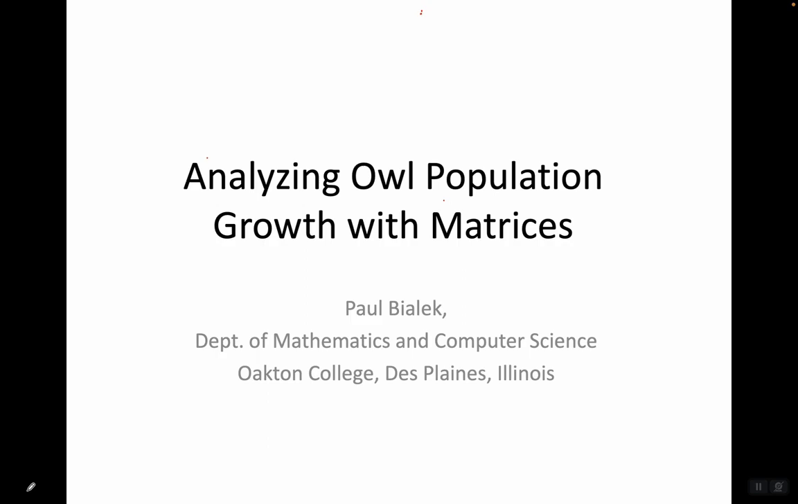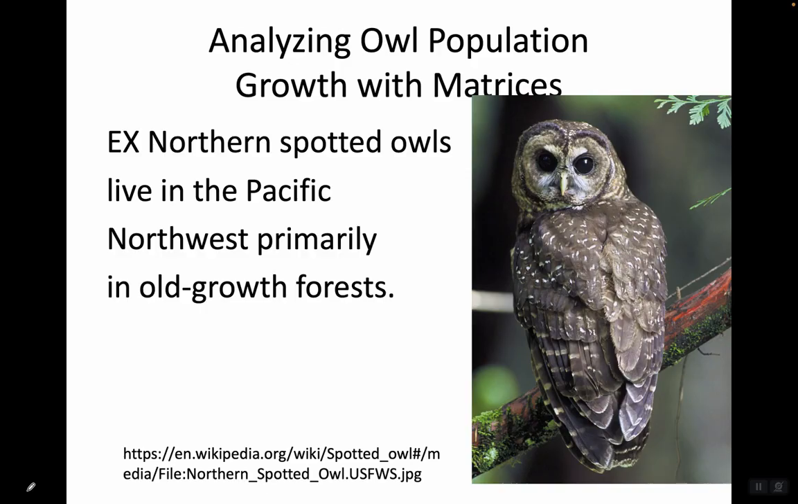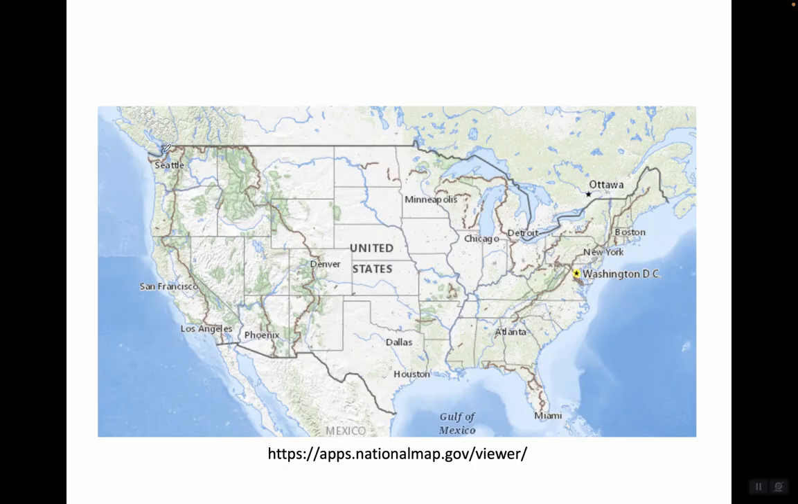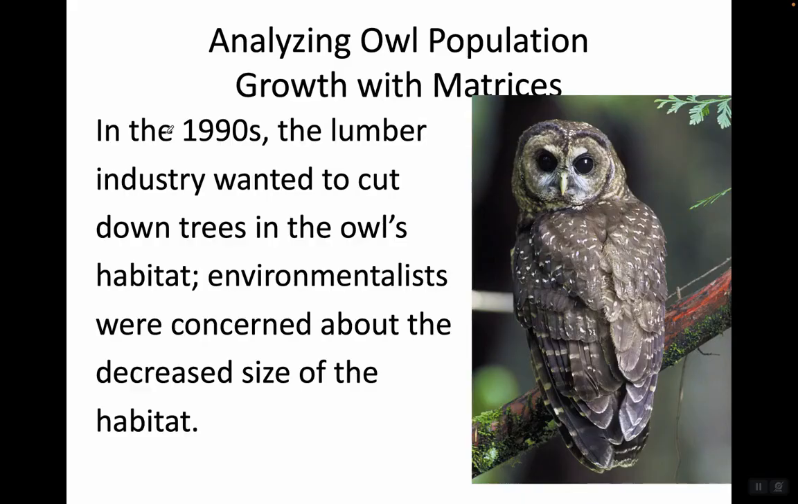Let's talk about analyzing owl population growth with matrices. Northern spotted owls live in the Pacific Northwest, primarily in old growth forests. So we're talking about southern British Columbia, western Washington, western Oregon, and northern California. In the 1990s, the lumber industry wanted to cut down trees in the owl's habitat. Environmentalists were concerned about the decreased size of the habitat.